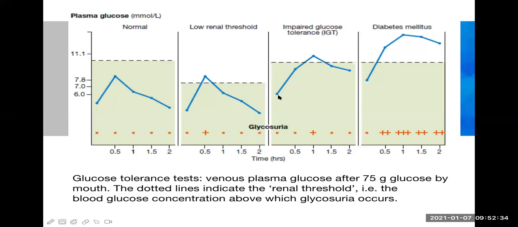Impaired glucose tolerance, see this, okay? It is definitely increasing this dotted line, but not crossing 11.1. And diabetes, when it crosses 11.1. And look at this urine sugar here. Okay, this is a massive amount of glycosuria. It is just 1+. It is just 1+, and there is no sugar in the urine.